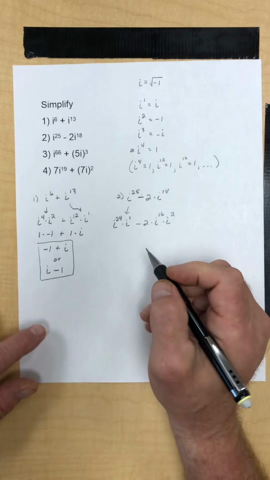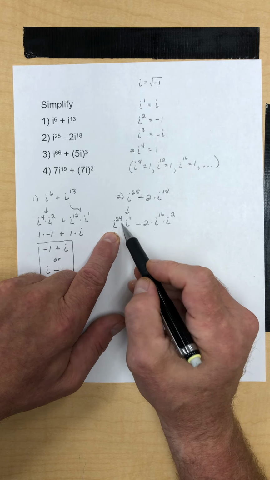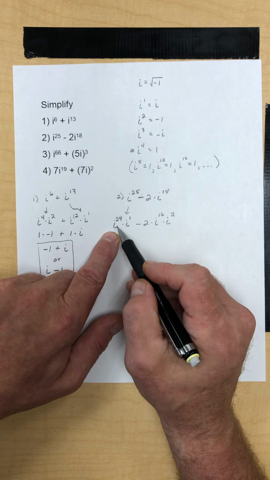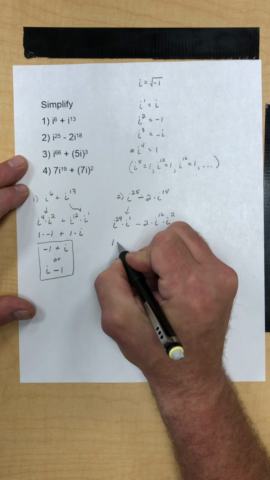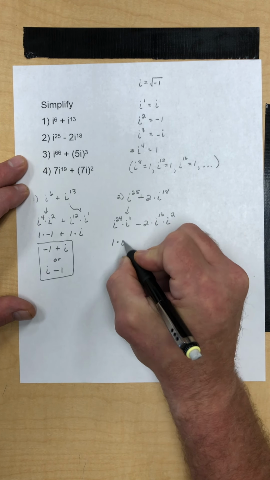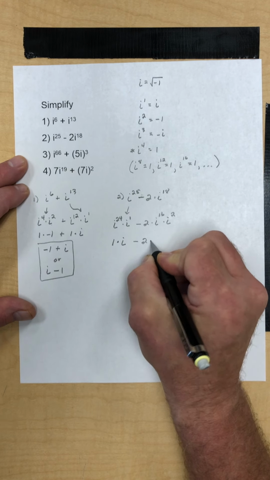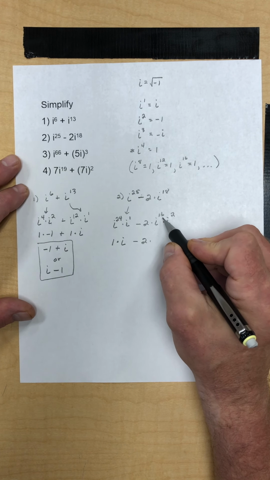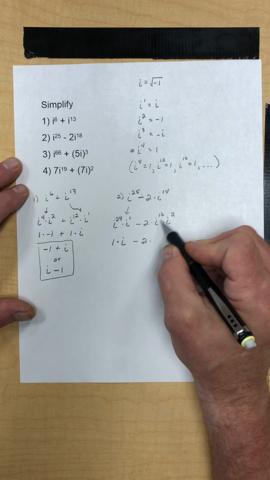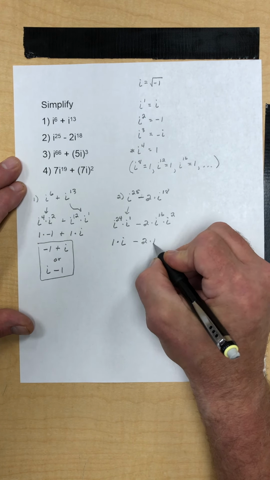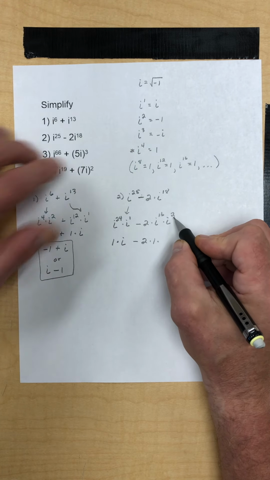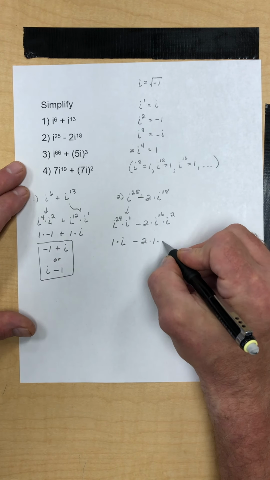Okay. Well, i to the 24th. 24 is a multiple of 4, so i to the 24th is the same as i to the 4th, so that's 1. So I have 1 times i to the 1st, that's just i, minus 2 times i to the 16th. 16 is a multiple of 4, so i to the 16th is the same as i to the 4th. So i to the 16th is just 1 times i squared is negative 1.